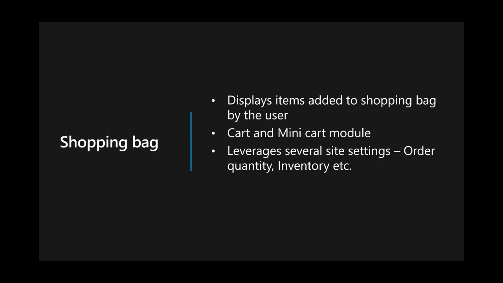It also allows you to apply codes. It has a bunch of additional features, such as you can add a store selector module to your cart, and you can choose between shipping and pickup in store. You can add to wish list. You can remove an item from a cart. You can change quantity. All the stuff that is supported by a typical shopping bag will be available through the cart module. And similar to Buy Box, Cart also leverages several site settings such as order quantity, inventory, etc.